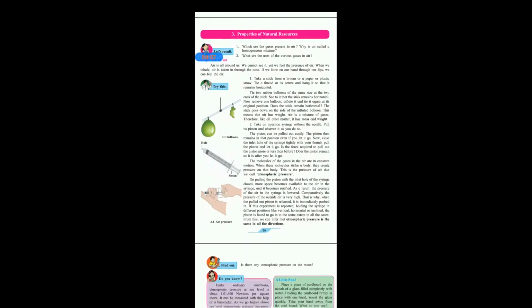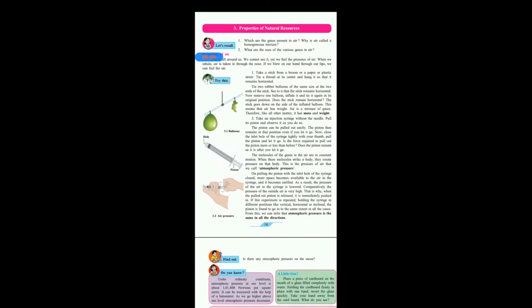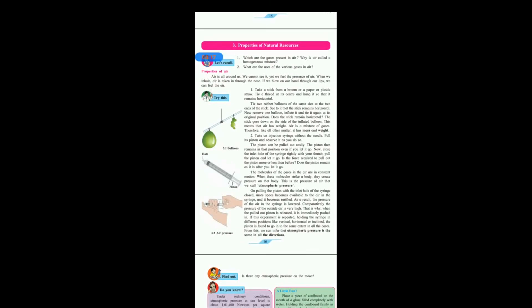Myself, Mrs. Monica Pare. Welcome to Science class, Standard 7. Chapter number 3 is going on, Properties of Natural Resources. Yesterday we covered what the natural resources are, and from that we saw that air, water and soil are what we are going to study. With that we have started the properties of air.